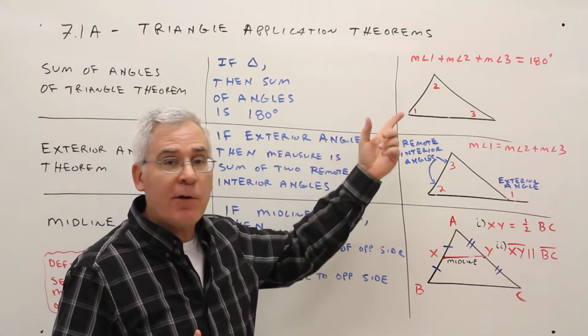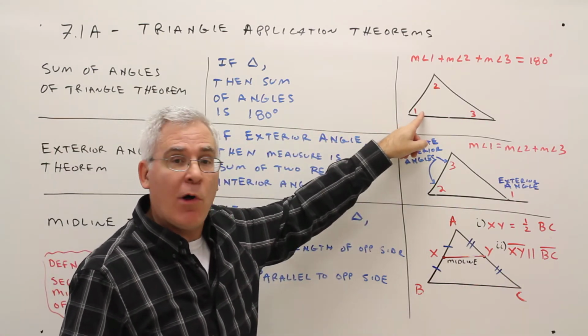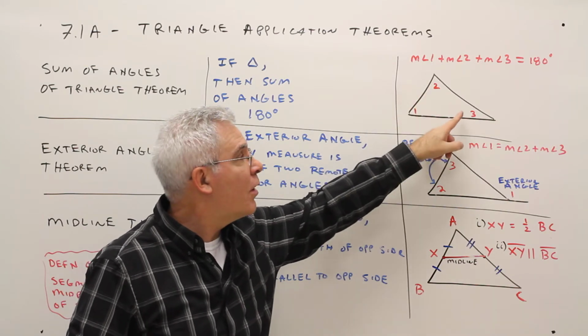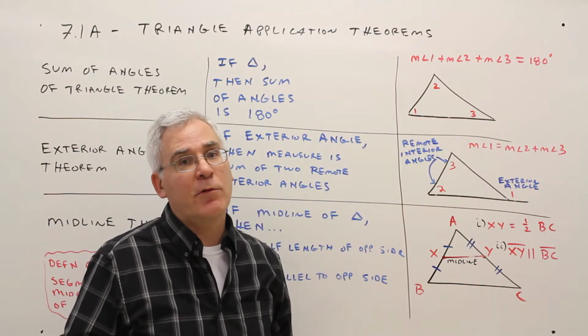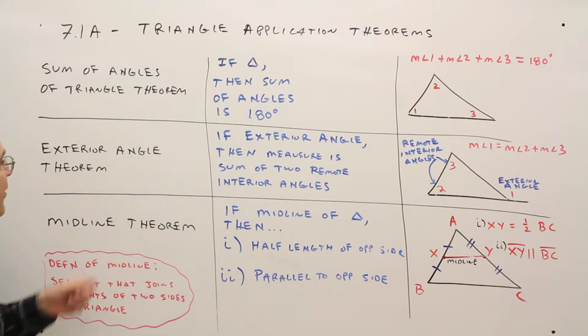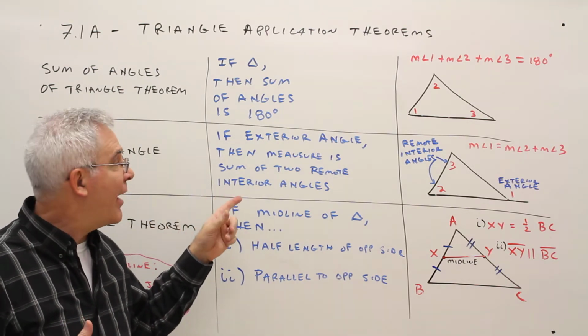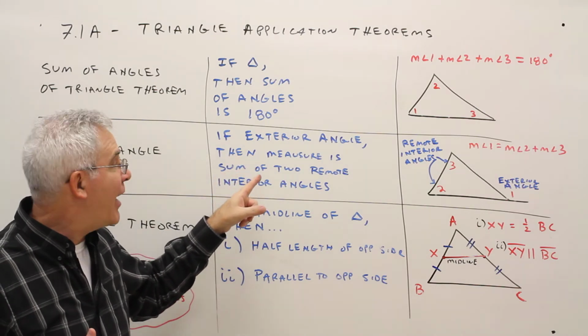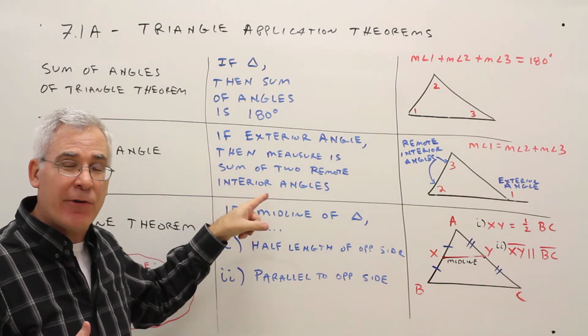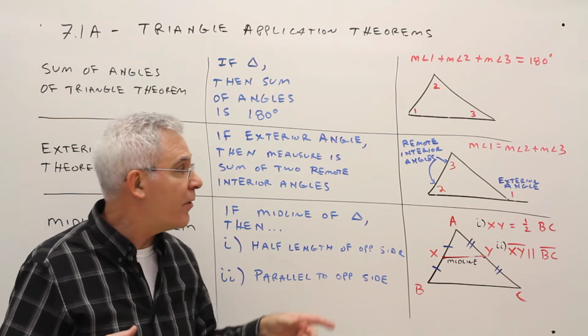Very simply, here's a triangle. The measure of angle 1 plus the measure of angle 2 plus the measure of angle 3 equals 180 degrees. Second theorem, exterior angle theorem. If an angle is an exterior angle, then the measure of the exterior angle is the sum of the two remote interior angles. Let's start defining some terms.